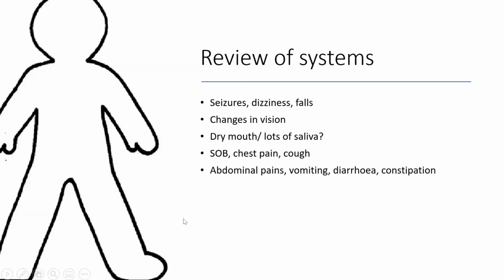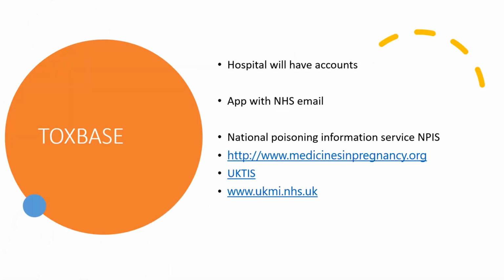Abdominal pain, so vomiting, diarrhea, constipation, taking medication, even if the overdose wasn't massive enough to cause sort of heart, CNS problems, they can irritate the GI tract too. And urinary aches and pains and rashes, just literally everything you want to know. And Tox Base is the most useful thing.